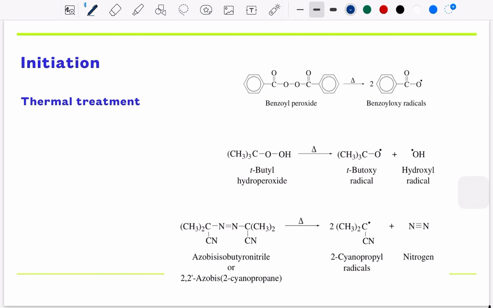And this is the diazo compound, azobisisobutyronitrile. Let me write it here. Cut here, make another bond here, so it becomes the triple bond for the nitrogen. So cut here and cut here.